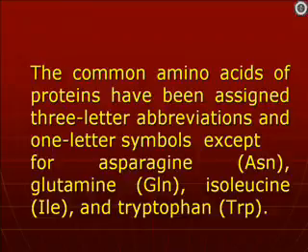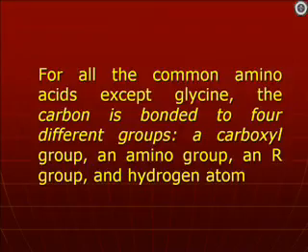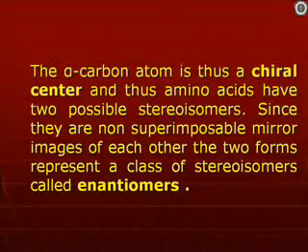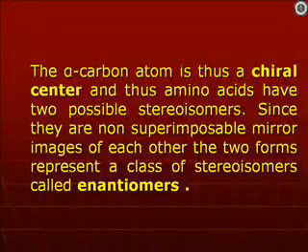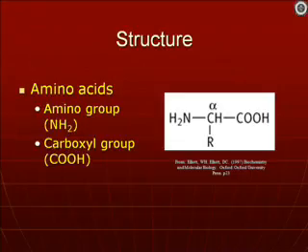The common amino acids of proteins have been assigned 3-letter abbreviations and 1-letter symbols, except for asparagine, glutamine, isoleucine, and tryptophan. For all common amino acids except glycine, the alpha carbon is bonded to 4 different groups: a carboxyl group, an amino group, an R group, and a hydrogen atom. The alpha carbon atom is thus a chiral center, and thus amino acids have 2 possible stereoisomers. Since they are non-superimposable mirror images of each other, the 2 forms represent a class of stereoisomers called enantiomers.